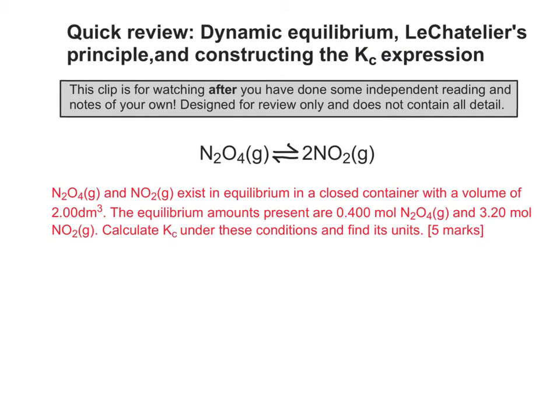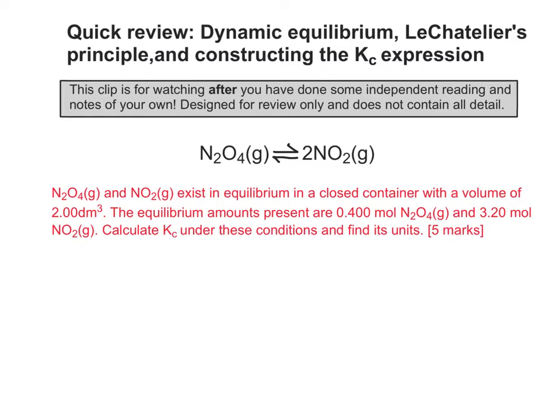So this is a typical exam style question. It gives you some data, it refers to an equation, it will give you the equation in the question, and asks you to calculate Kc under these conditions and find its units. It's usually around 4 or 5 marks that is allocated.